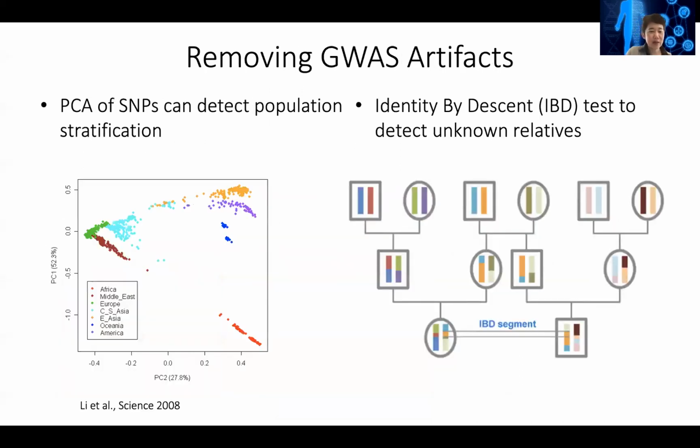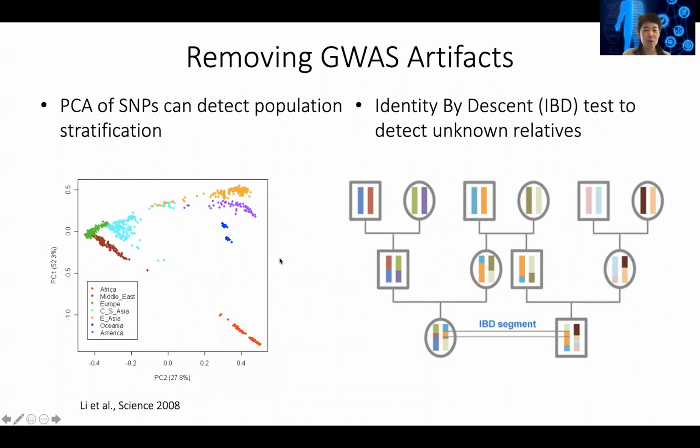So this is one example. If you also just run PCA on all the SNPs, you can already see on this PCA plot that there are people from different populations. And so you correct for the population differences in your case-control studies that arise from the uneven populations in the different cohorts.